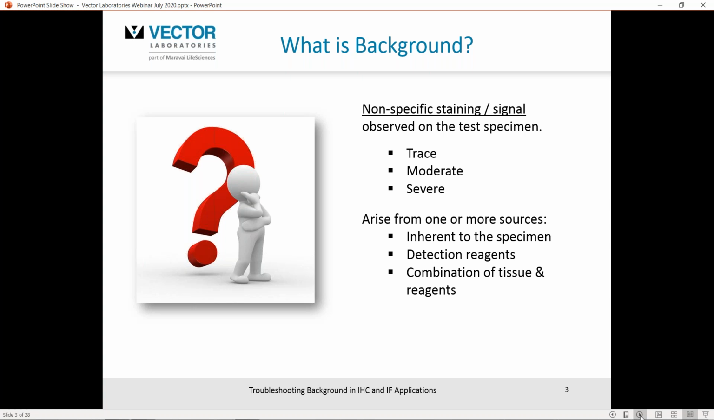Now, the background may come from one or more sources. Certainly it might be endogenous or inherent to the tissue specimen. It may arise from the detection reagents, or indeed it may be a combination of both the tissue and the detection reagents.